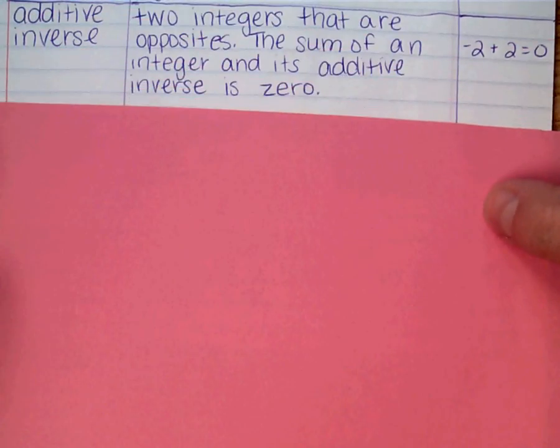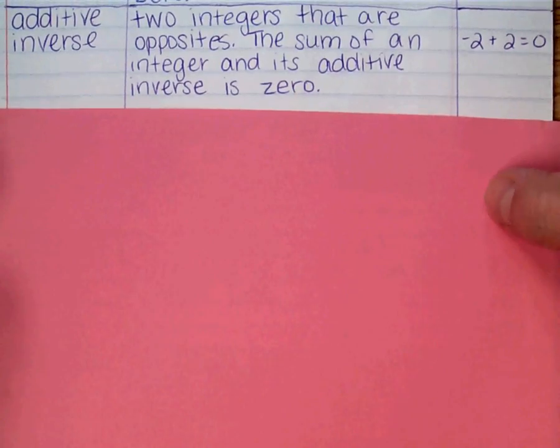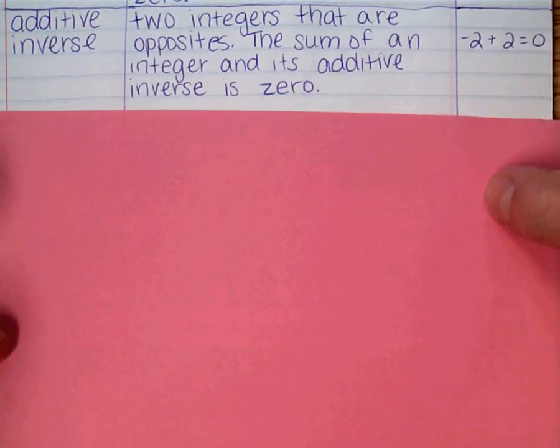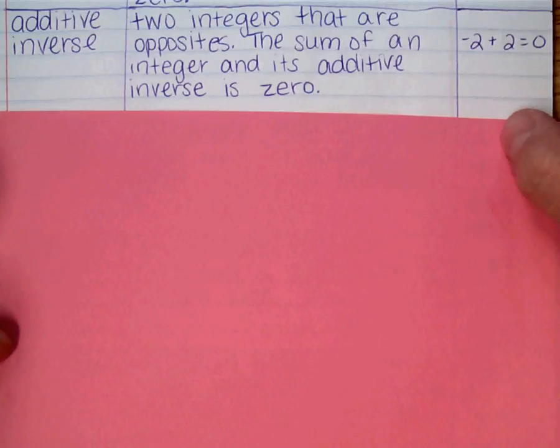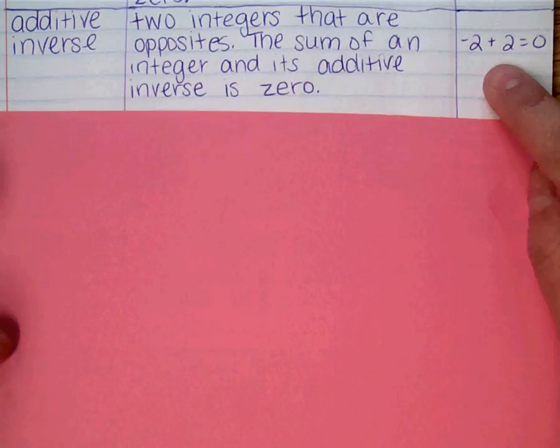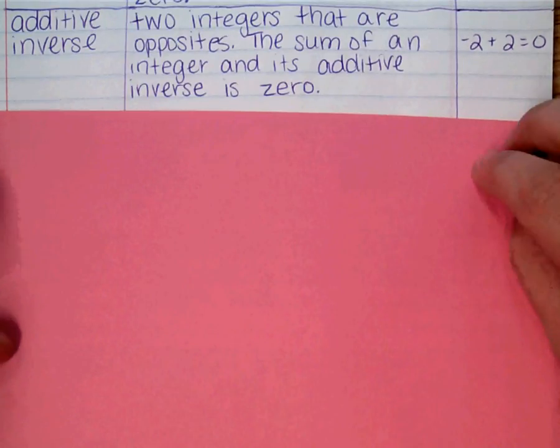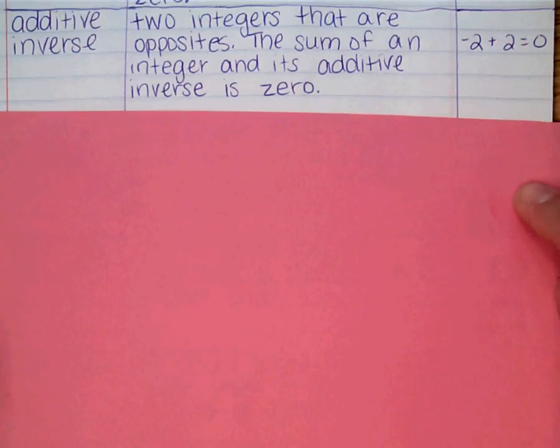Okay, the next one is additive inverse. Two integers that are opposites. The sum of an integer and its additive inverse is 0. So this is an example of an additive inverse. It's just opposites that add up to 0. So pause the video to get this term down.